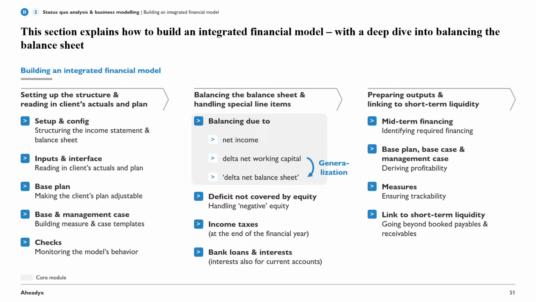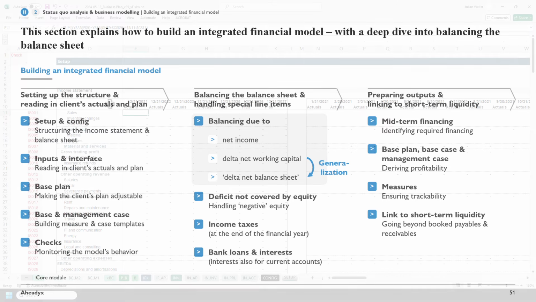So let's get started with the first phase, setting up the structure and reading in client's actuals and plan. And the first thing we need to do here is to build the setup and config tabs, which are especially important to structure the income statement and balance sheet, and as usual, set up some technical constants.